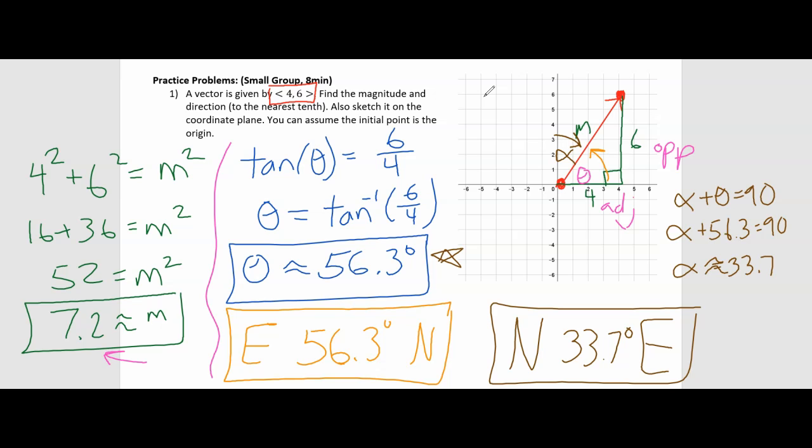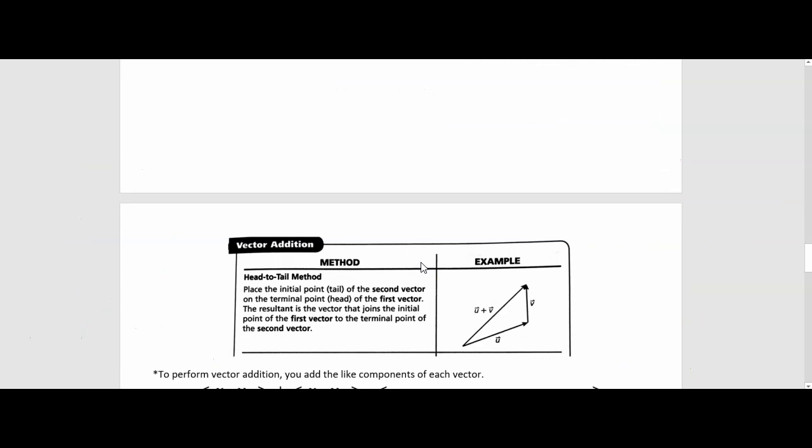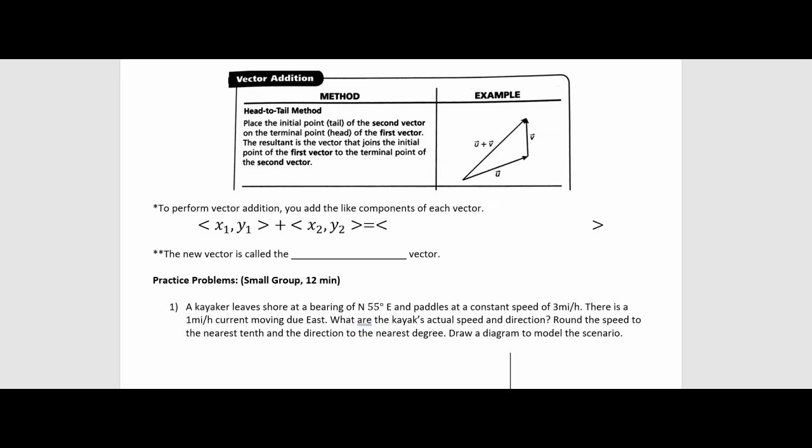All right, we do have one more example. We've got to talk about when we have more than one vector. And this would be when we are adding two different vectors together. And we have this method called the head to tail method. So here we have two vectors, u and v.